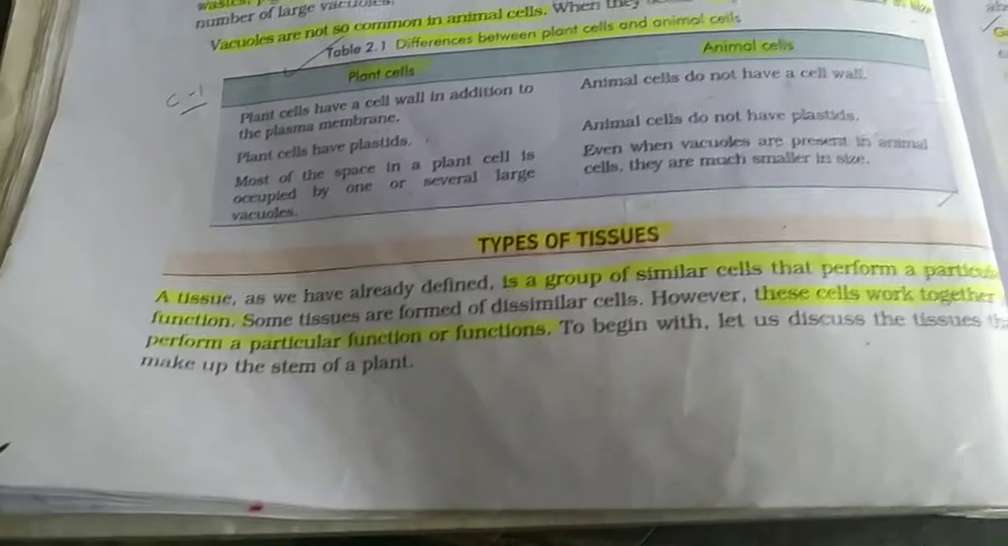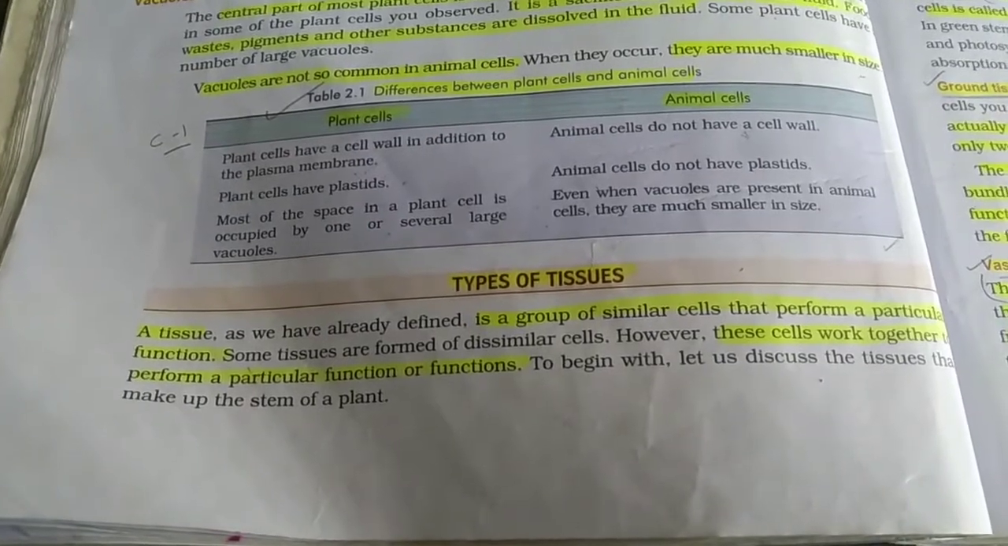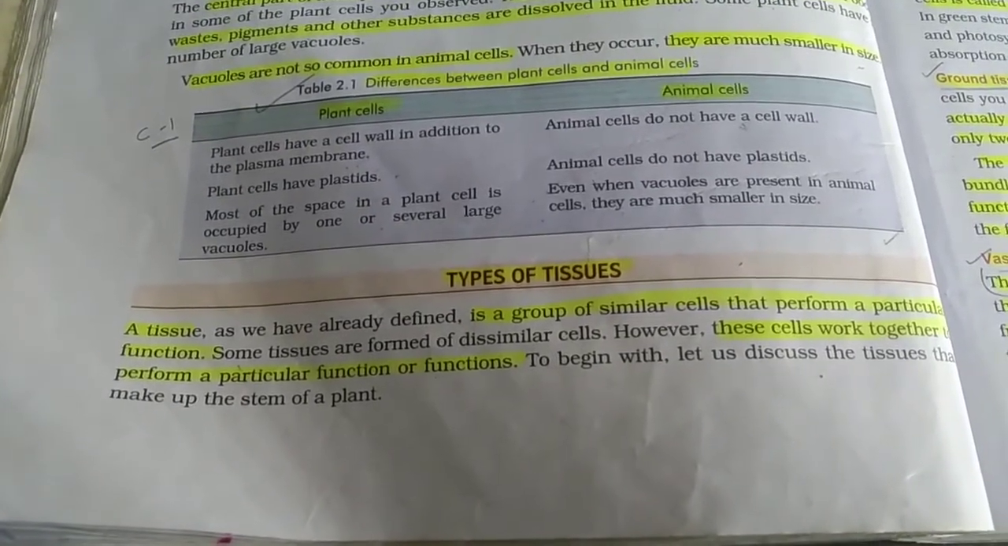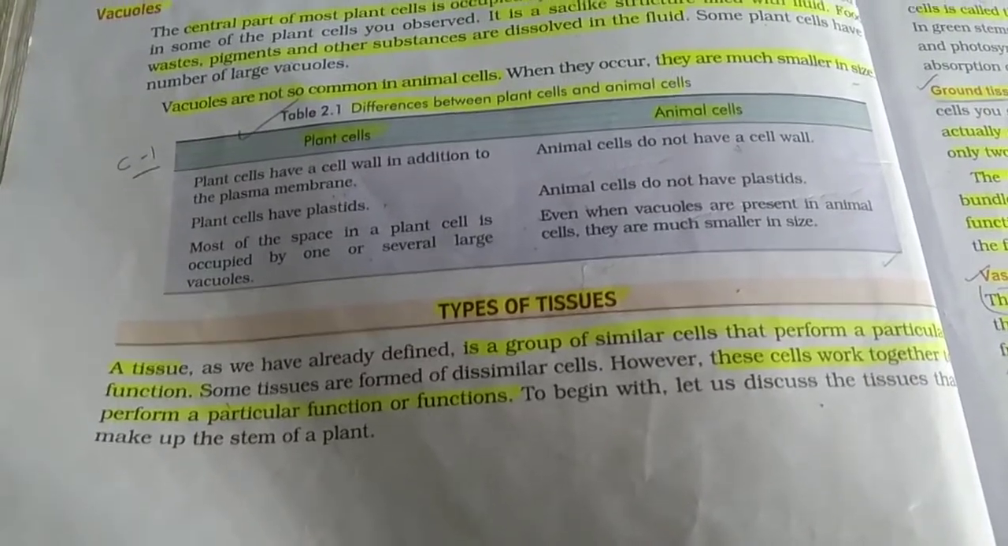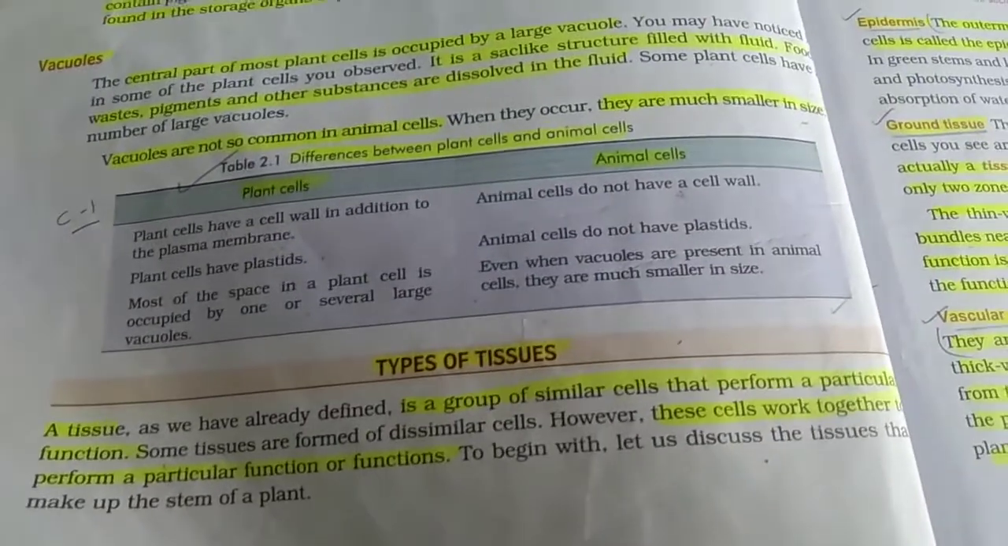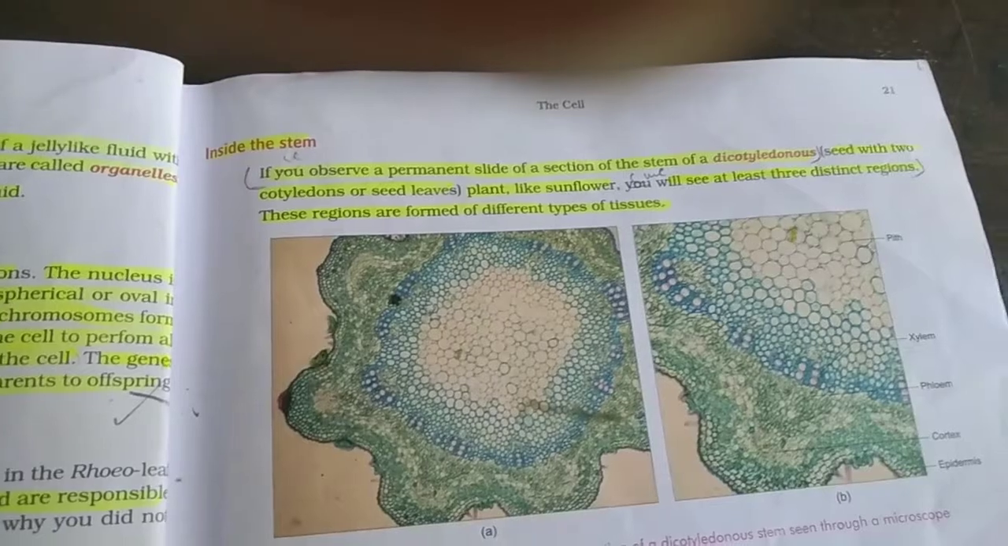Children, now we discuss the next topic of this chapter. The topic is tissue. You know, a tissue is a group of similar cells that perform a particular function. These cells work together and perform a particular function or functions. Now, the types of tissues. Tissues are of two types, plant tissue and animal tissue. First, we will discuss the plant tissue.